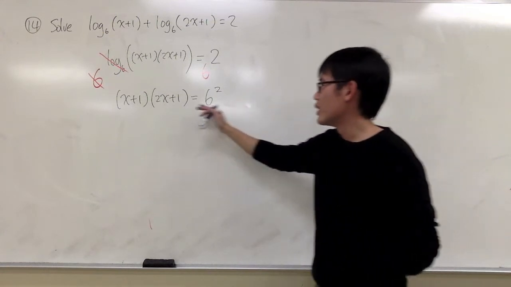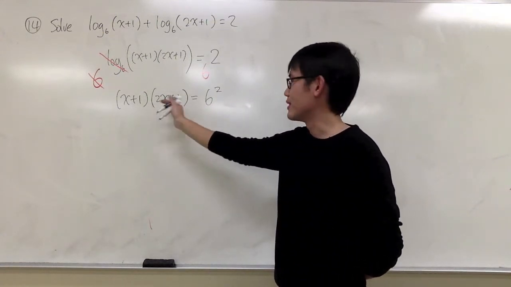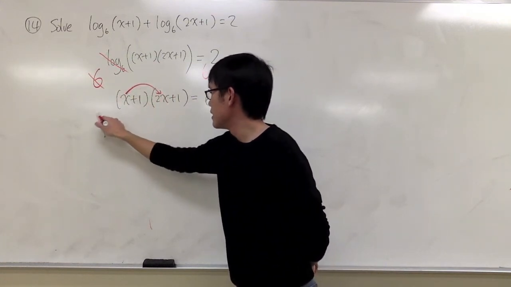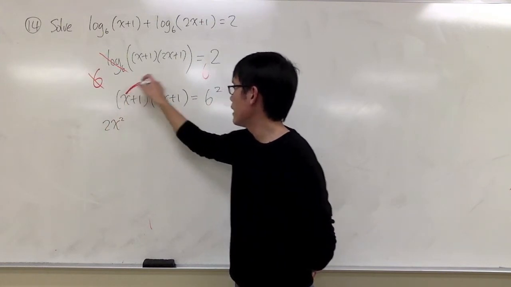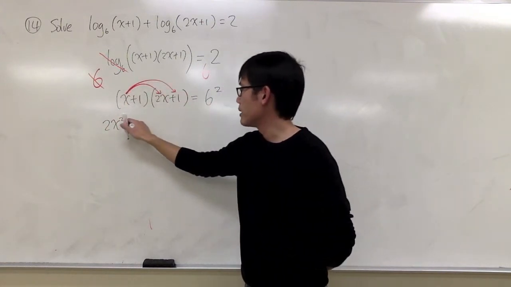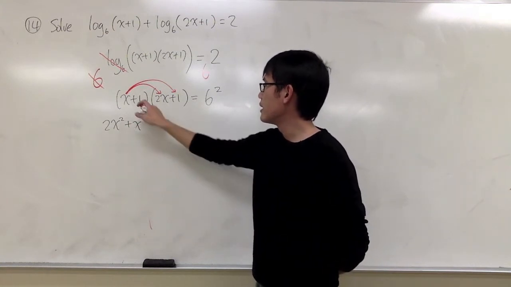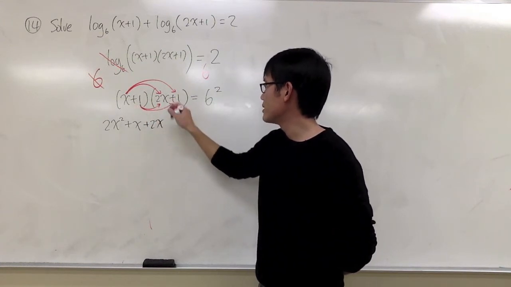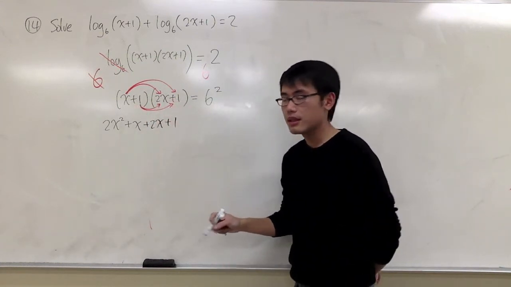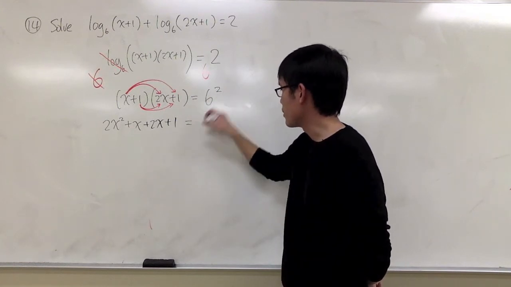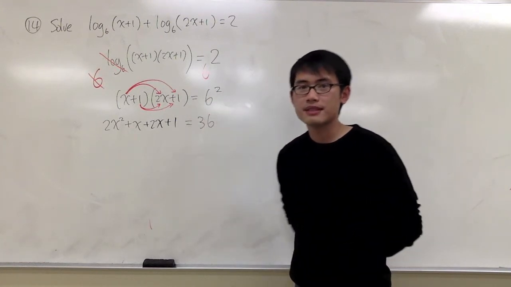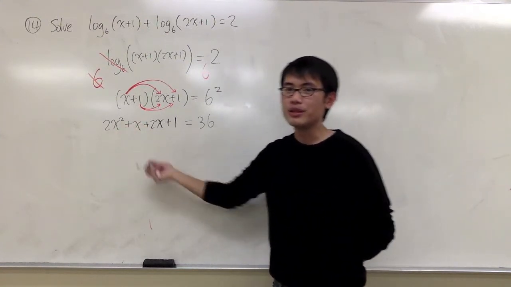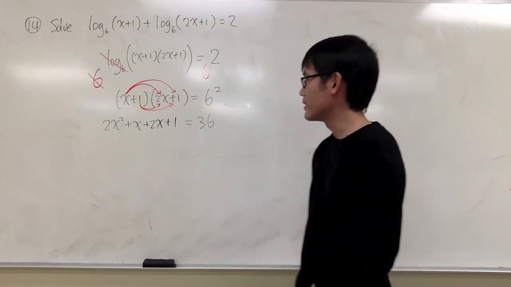And now it seems like we should do the FOIL for the left hand side. So let's do that. x times 2x, I have 2x squared, and x times 1, I have plus 1x, just x, and 1 times 2x, plus 2x, and 1 times 1 is just plus 1. And on this side, I have 6 squared, and that's just 36. And now we have the equation with x to the second power, right? The higher degree equations, quadratic equations specifically.